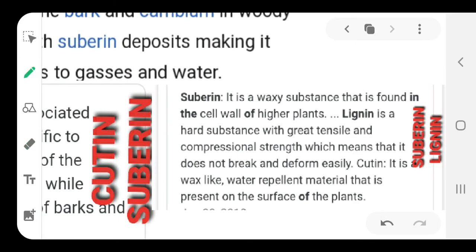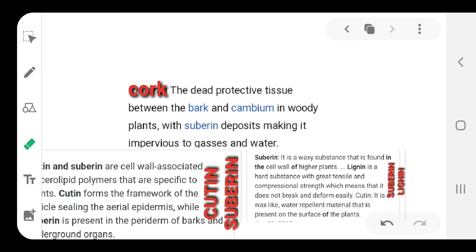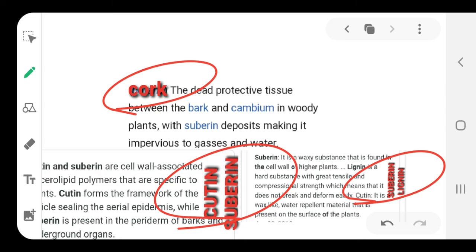Further, we can also differentiate suberin. You should know it is a waxy substance found in the cell wall of higher plants, and lignin is a hard substance with great, underline the word, tensile and compressive strength, and that means, underline, that it does not break or deform easily. Suberin is just like wax and is water repellent, present on the surface of the plants. All these terms which I have just shown you in the slide, please go through them properly again and again, because they are the terms mentioned in your book.